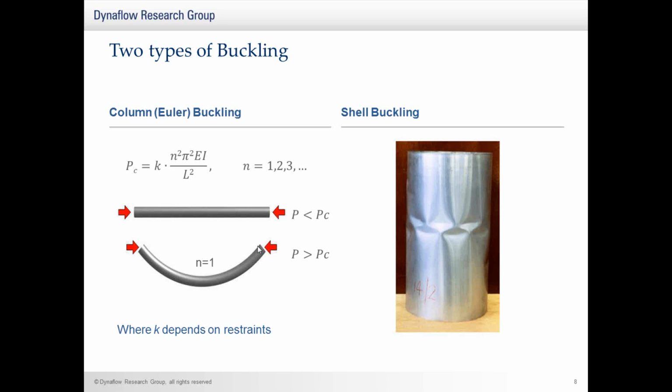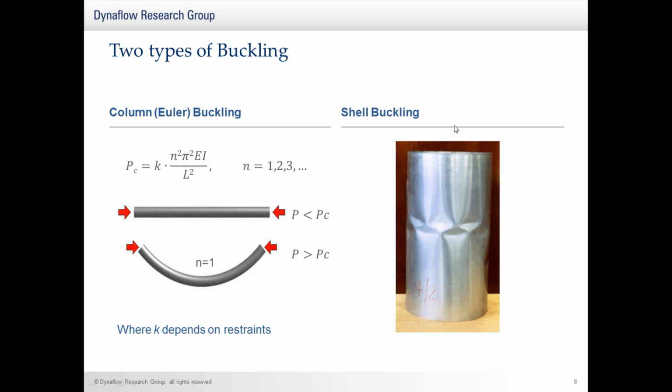Now, the critical buckling load, Pc, is denoted by the equation given here, where E is the Young's modulus, I is the second moment of area, and L is the length of the column. This factor K is dependent on whether the end is anchored, pinned or free. It depends on the fixation of the ends of the column.